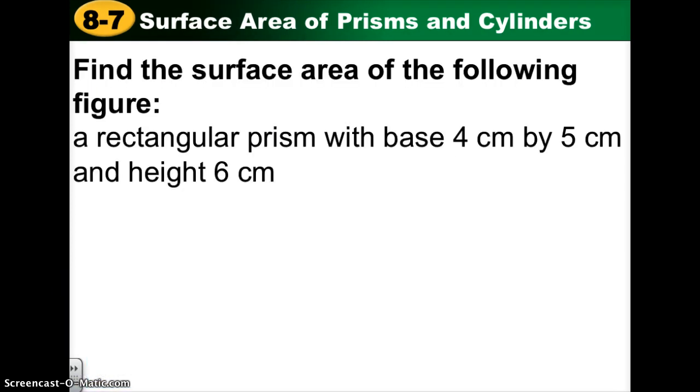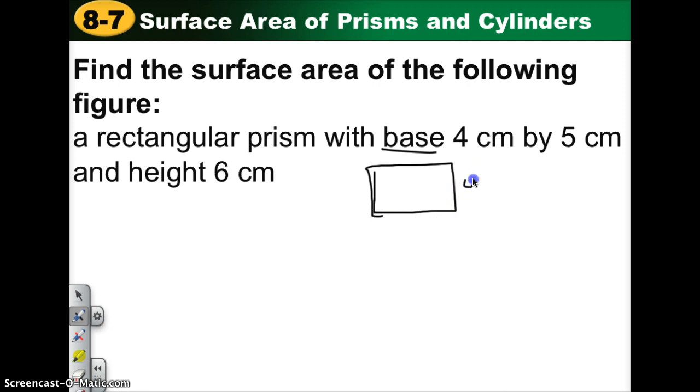So let's try it out. Find the surface area of the following figure. A rectangular prism with a base 4 centimeters by 5 centimeters and a height of 6 centimeters. So I would start by trying to draw out a little bit of an image for this. Now I'm not good at drawing 3-dimensional objects, so I don't really need to. But I want to focus on the base. So I have a rectangular prism, so I have a rectangular base that is 4 centimeters by 5 centimeters.